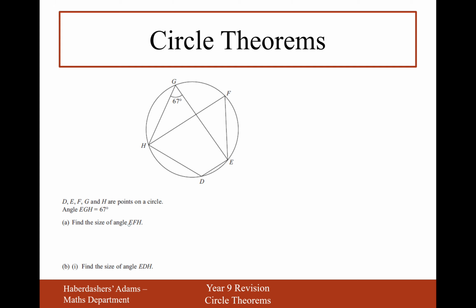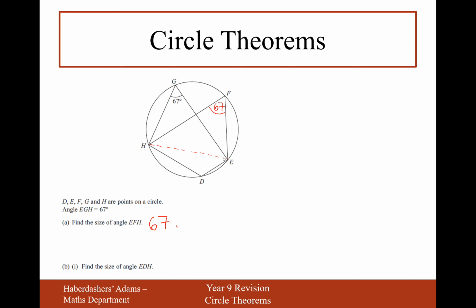Calculate the size of angle EFH, E to F to H. Well, this one will be equal to 67, because if you draw a little chord at H to E, then you've got two angles coming off of HE, one at G, one at F, and those two angles will be the same. So 67 is your answer to the first bit.